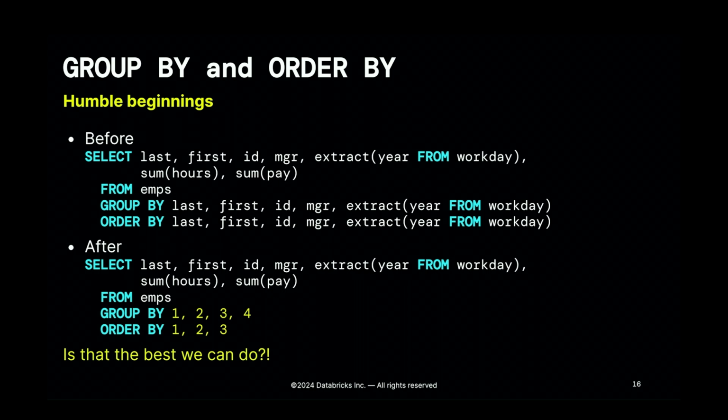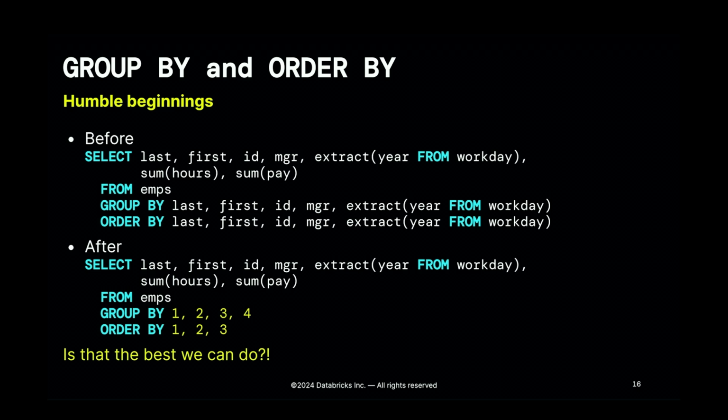So what you see here on the screen is pretty normal, right? I have a query here, and it does a grouping. It has a pile of employees, and it sums up hours and pay, if they're paid by hour. And what you see here is that both in the group by and the order by, we have repeated most of the columns in the select list, which is really annoying. It's easy to mistype, and it basically just makes work, right?